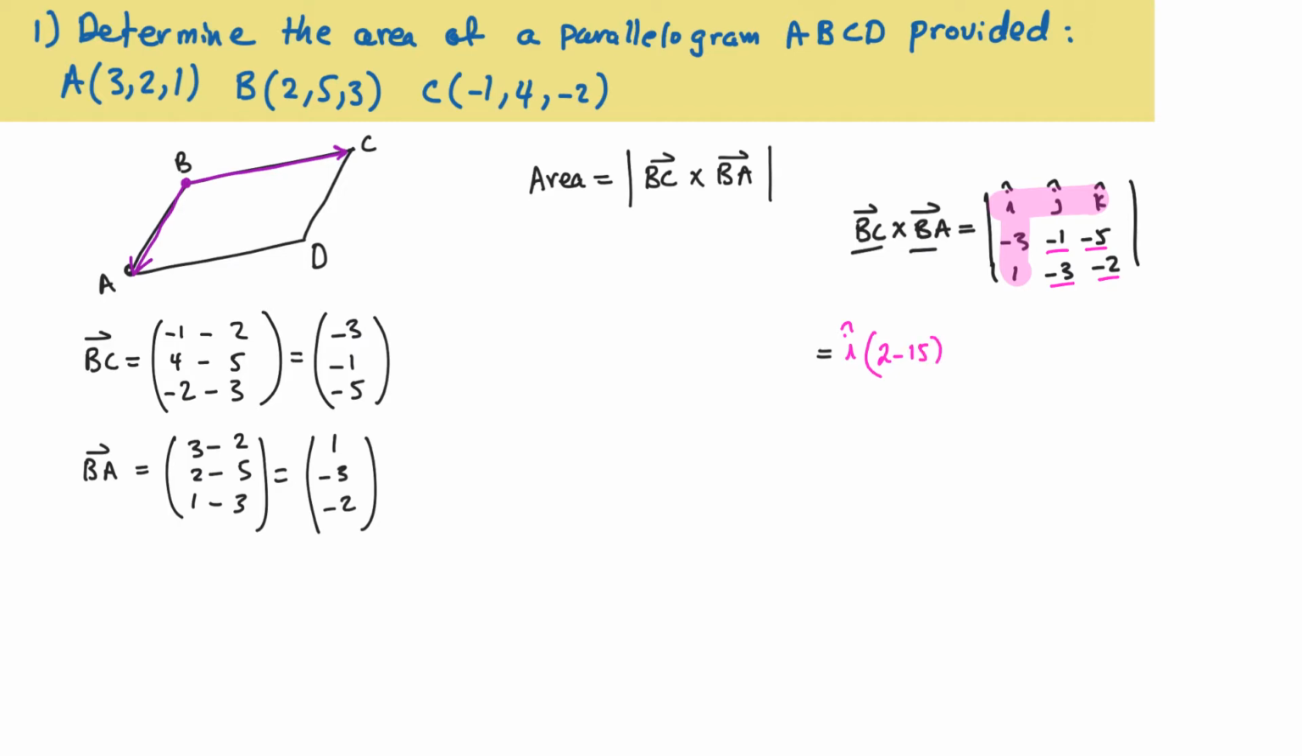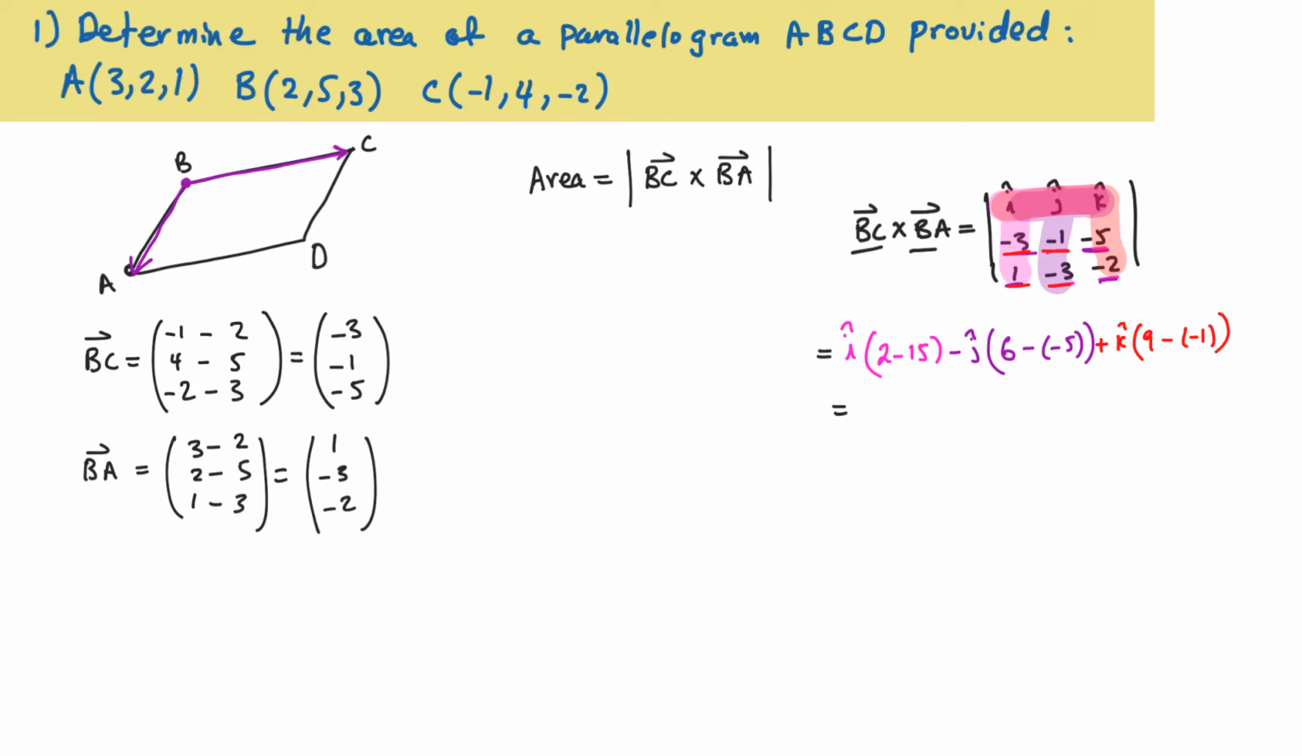And then we cross out the j column, and we multiply these two together, and we're going to have negative unit vector j. -3 times -2 is +6, and we subtract -5 times 1, which is -5. And finally, for the z component, or the k unit vector, we cross these two out, and we multiply -3 by -3. That's going to equal 9, and subtract -1 times 1, which is -1.